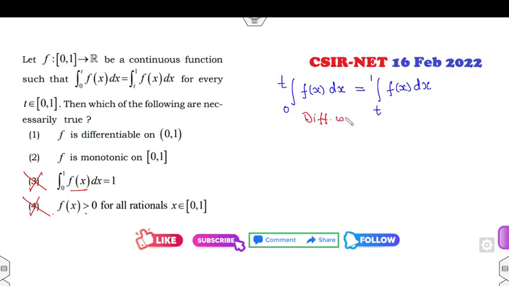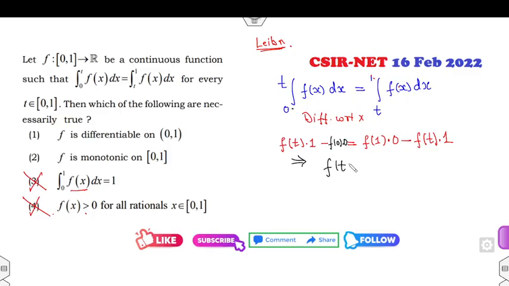So I can differentiate this with respect to x. How can you use integration and differentiation together? By using the Leibniz rule. So f of t into the derivative of 1, minus f of the lower limit 0 into the derivative of 0. This is f of upper limit into derivative of 1 minus f of lower limit into derivative of 0, which is 0. So this implies f of t is minus f of t. That means f of t is 0.